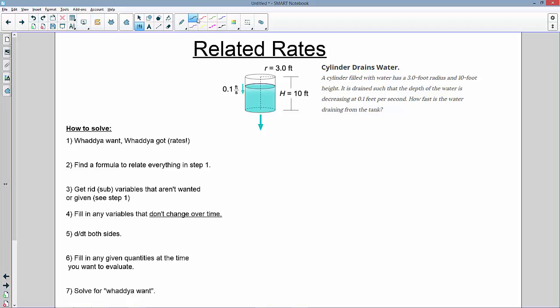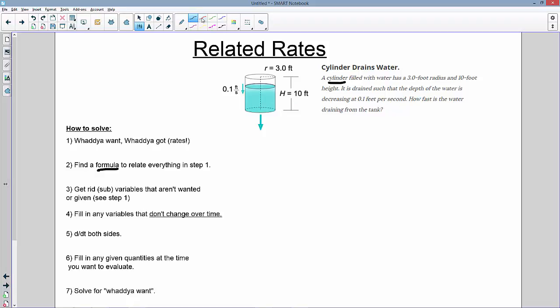The problem says a cylinder. So the first thing I'm thinking about is that a cylinder is my formula. That's going to be here. We need a formula. A cylinder filled with water has a 3-foot radius and a 10-foot height, which you can see from the diagram. It is drained such that the depth of the water is decreasing at 0.1 feet per second. How fast is the water draining from the tank?